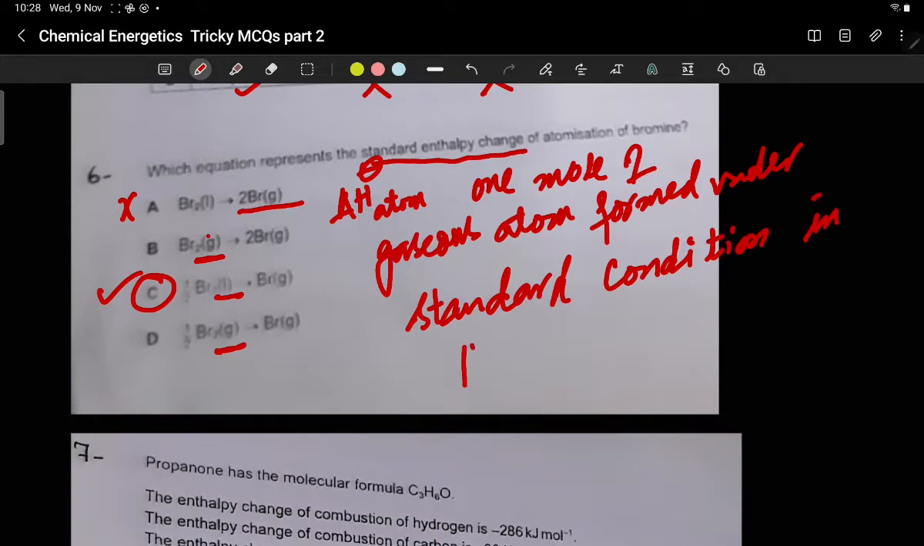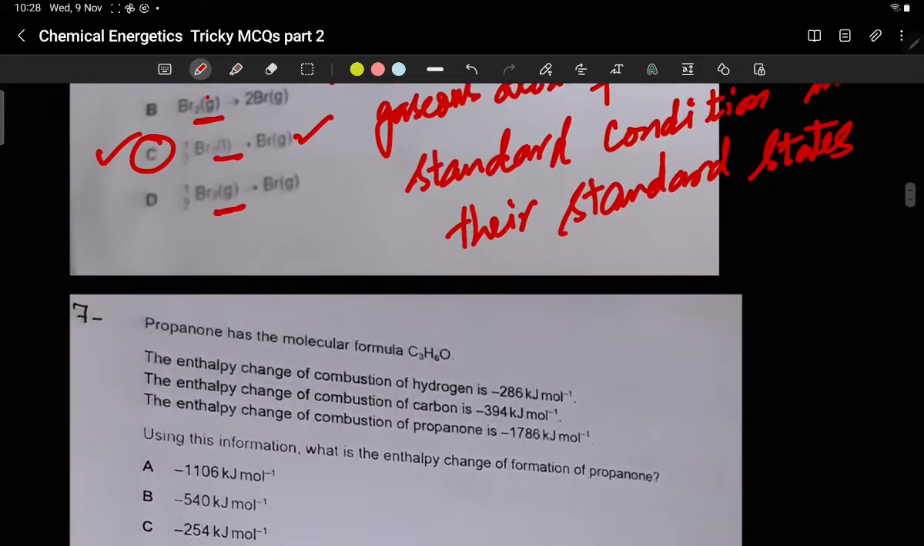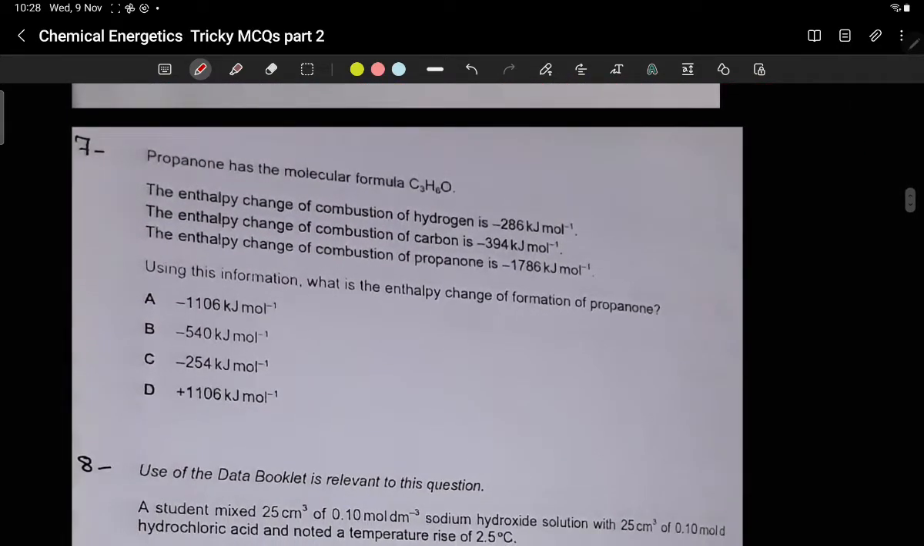In their standard states. So this option justifies all these conditions: 1 mole of gaseous atoms formed from elements under standard conditions in their standard states. C option is correct. Question number 7.